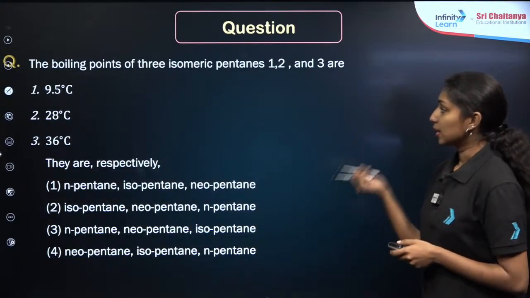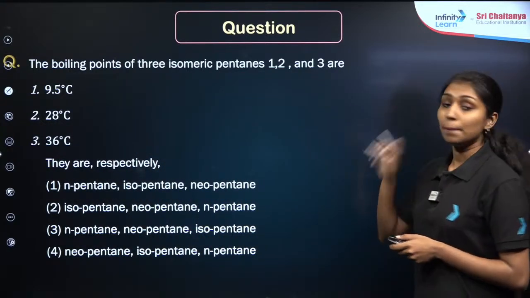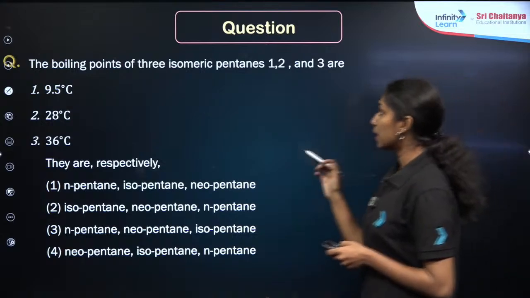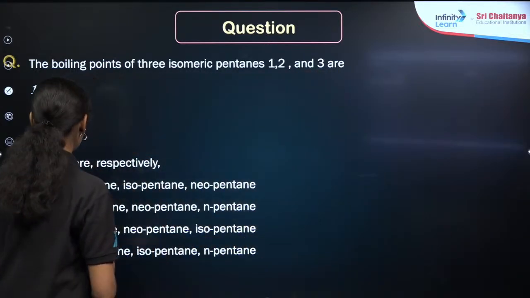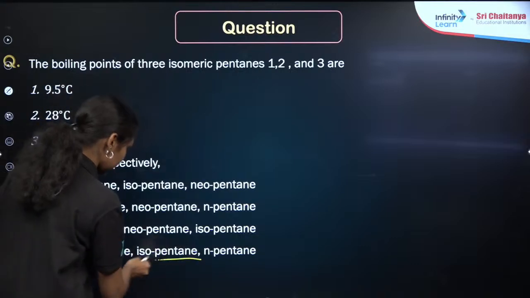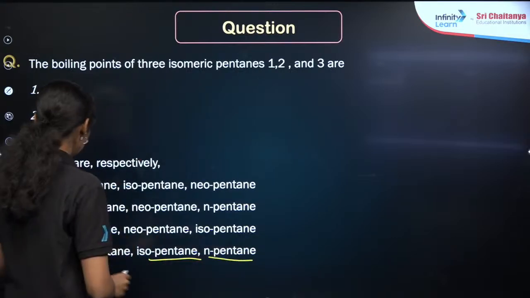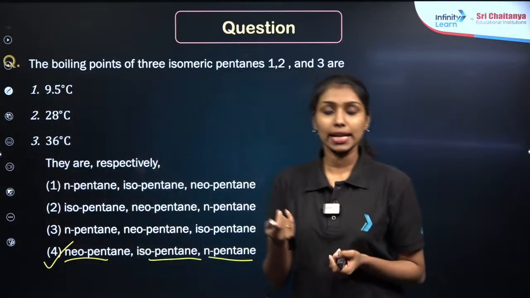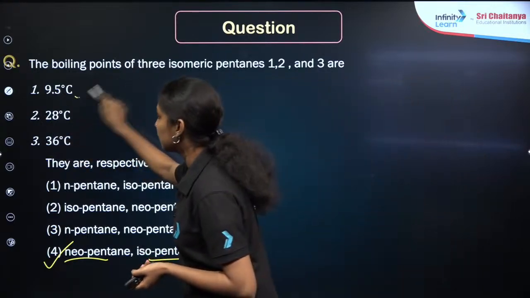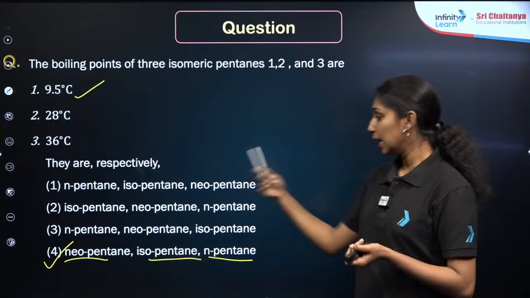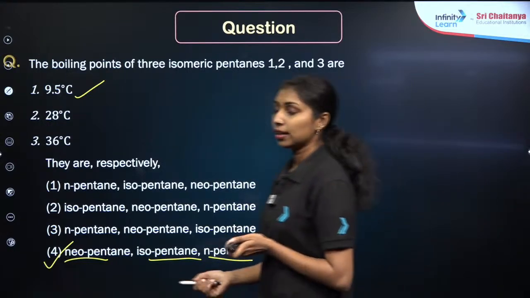Then what about this question? This question is based upon the branching of compounds, right? So if I am taking boiling point, I am taking the isomers of pentane. So just find out the order here. If I am taking neopentane, there will be more branches, so it has a very low boiling point, about 9.5 degrees centigrade. So the first compound will be neopentane, then isopentane, then n-pentane. Clear?